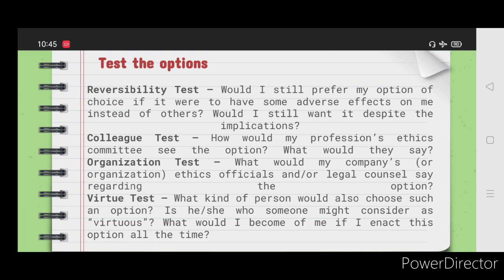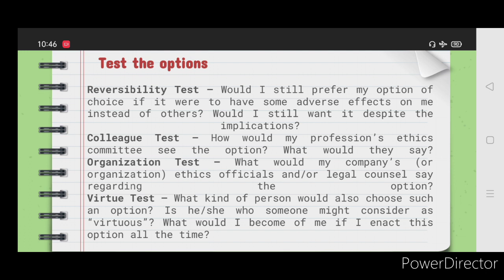Okay? Yun yung gusto ng reversibility test. Kung gusto mong irespeto ka ng ibang tao, pero how will people respect me? Respect them. That is the reversibility test. Okay, so when we say colleague test, it is how would my profession's ethics committee see the option?